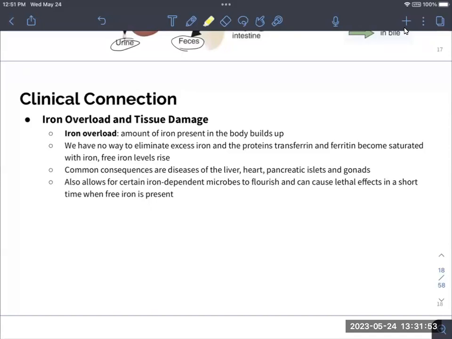It can cause liver problems, heart problems, pancreatic problems, even gonad problems. Those female and male reproductive organs are the gonads. It can also turn your feces black, having too much iron in your blood. That is actually one of the signs that you have too much iron in your system, is having black feces.